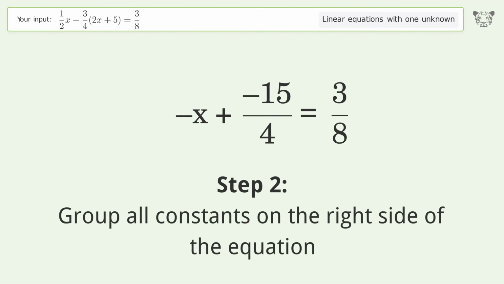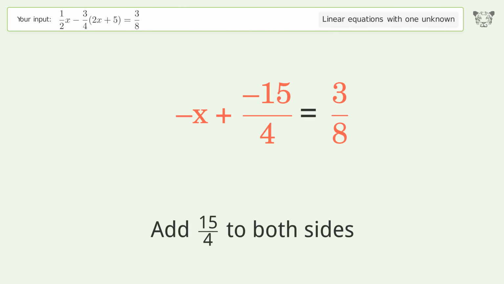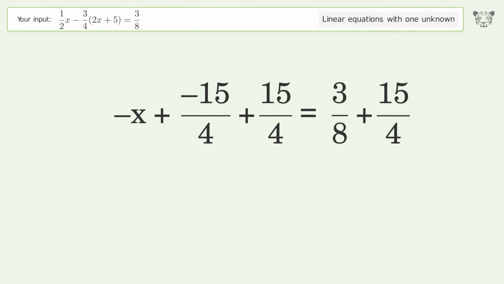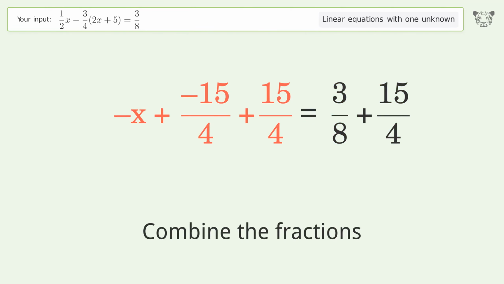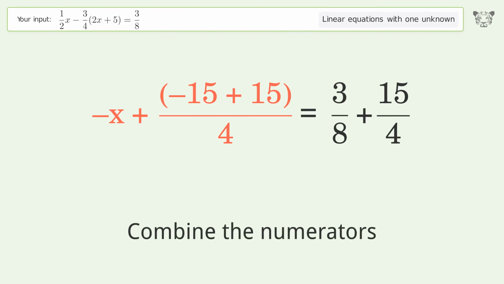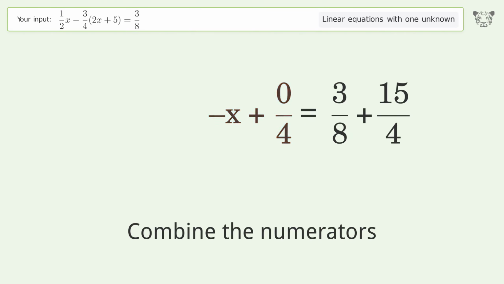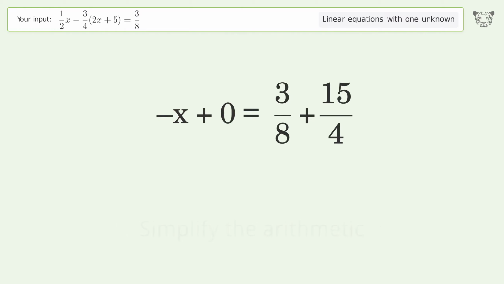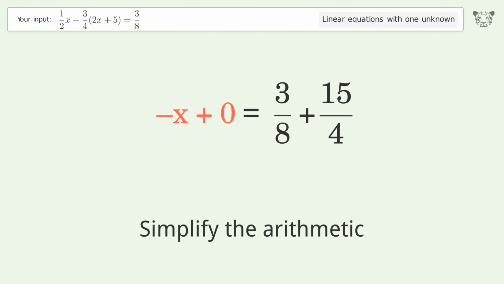Group all constants on the right side of the equation. Add 15/4 to both sides. Combine the fractions. Combine the numerators. Reduce the zero numerator. Simplify the arithmetic.